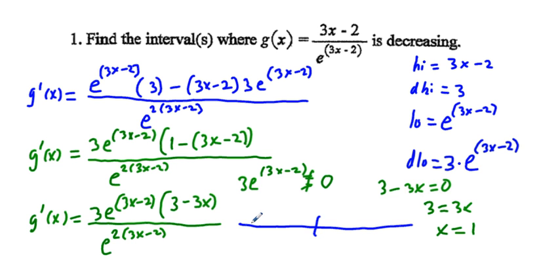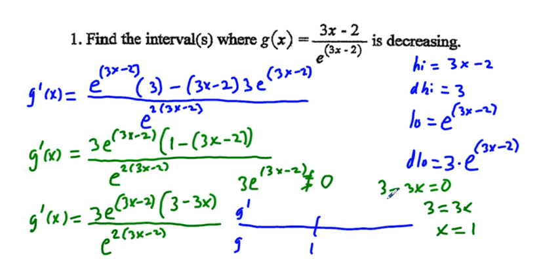And we have g prime above and g below, and our critical number is 1. Basically, we're examining this whole function here, but the 3e to the power of 3x minus 2 is always going to be positive. This denominator is always positive. The only thing in question is 3 minus 3x.